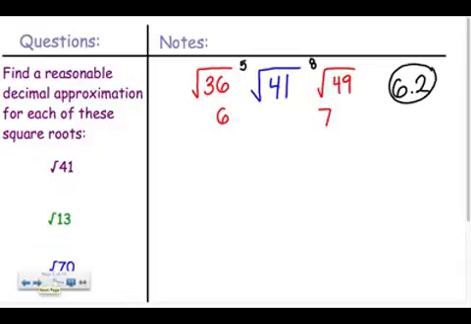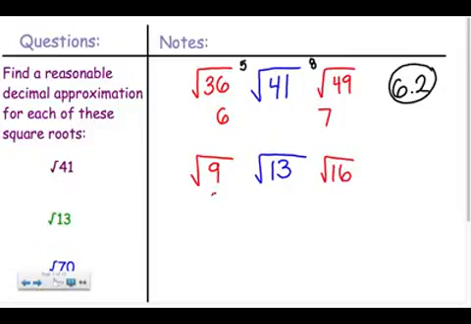All right, the next one is the square root of 13. The two perfect squares that fall on both sides of 13 are 9 and 16. Square root of 9 is 3. Square root of 16 is 4. So that means that our decimal is going to be somewhere between 3 and 4. To get from 9 to 13, it's 4. To get from 13 to 16, it's 3. So this one is going to be closer to 4 than it is 3.